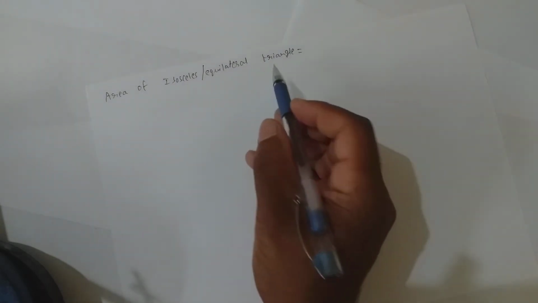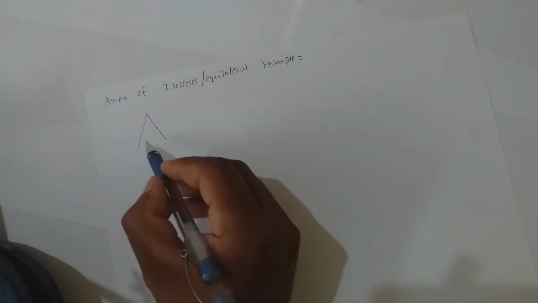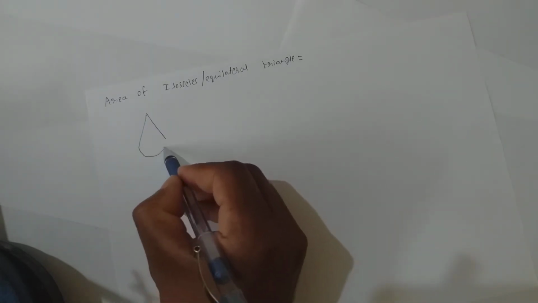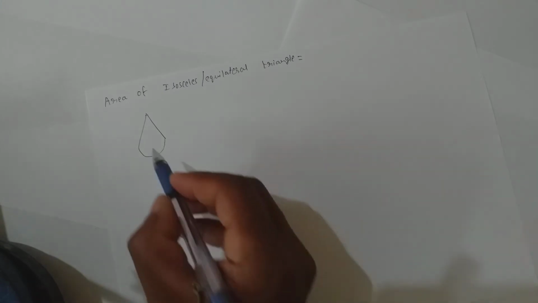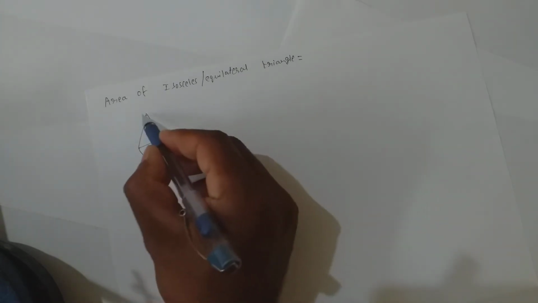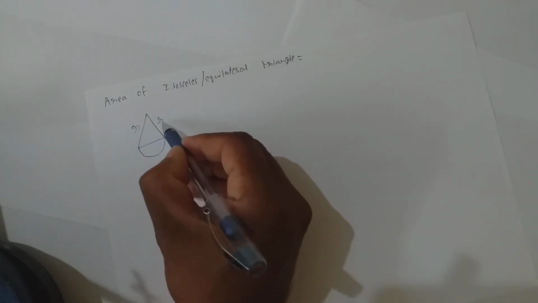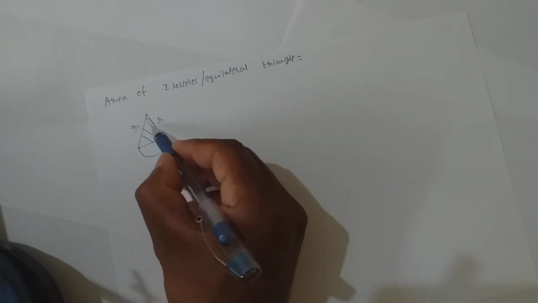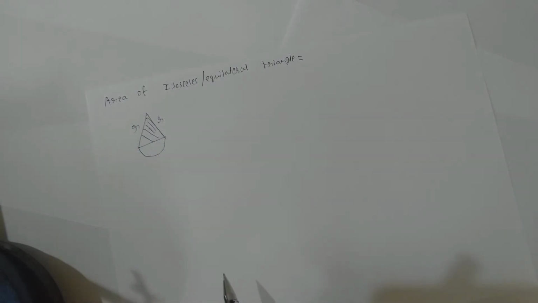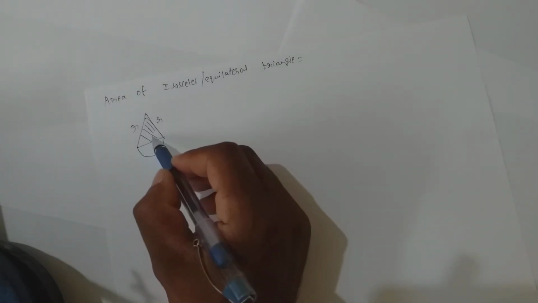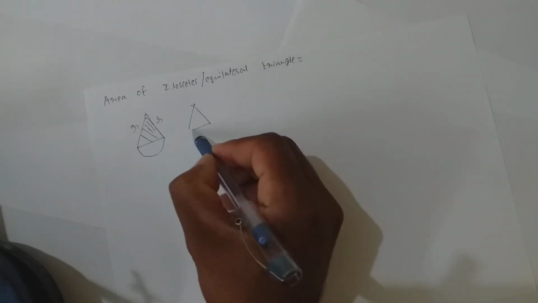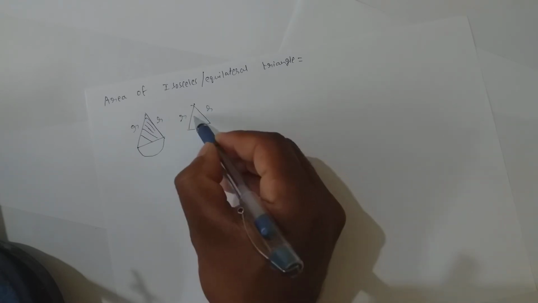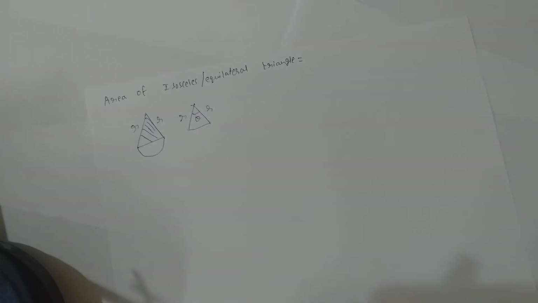Next, you need to know the formula for the area of an isosceles or equilateral triangle. A sector looks like this. If I draw a line, what do I get? I get a triangle. This will be r, this will be r. What will be the area of this part? That is the area of that triangle. Can I say it's an isosceles triangle? Yes, with two of its sides being r and this angle is theta.